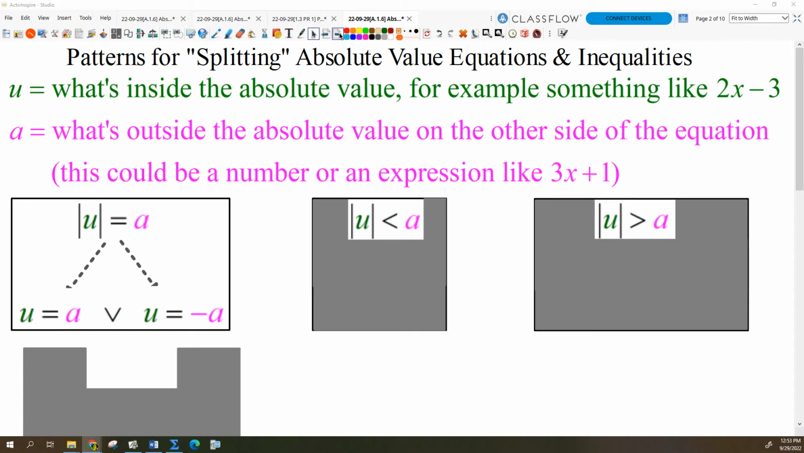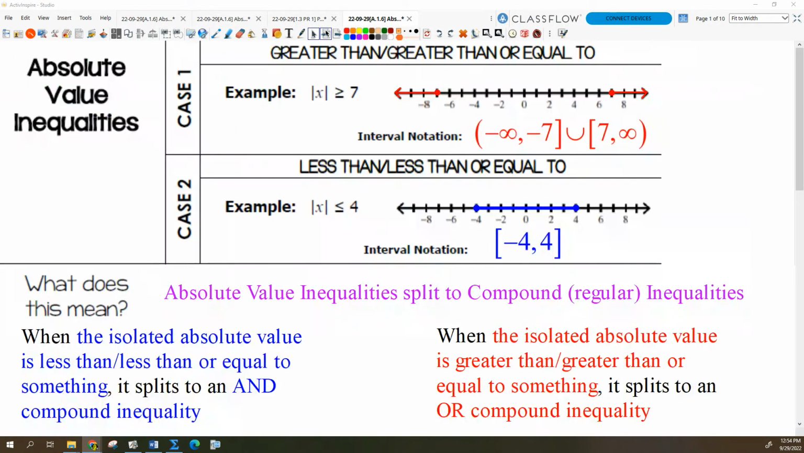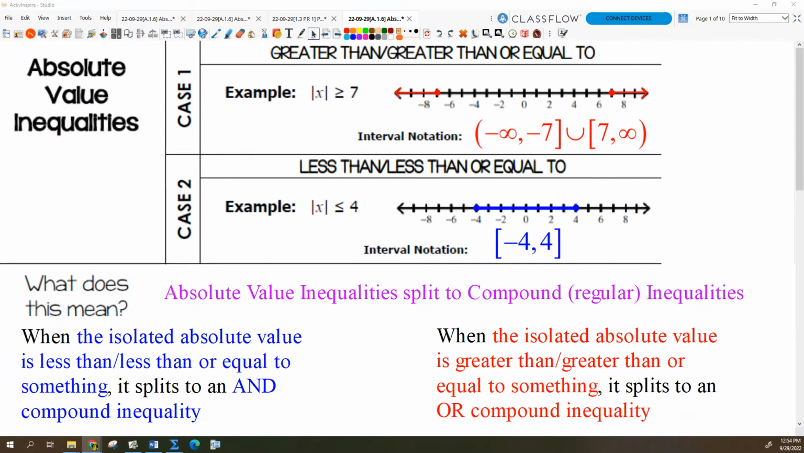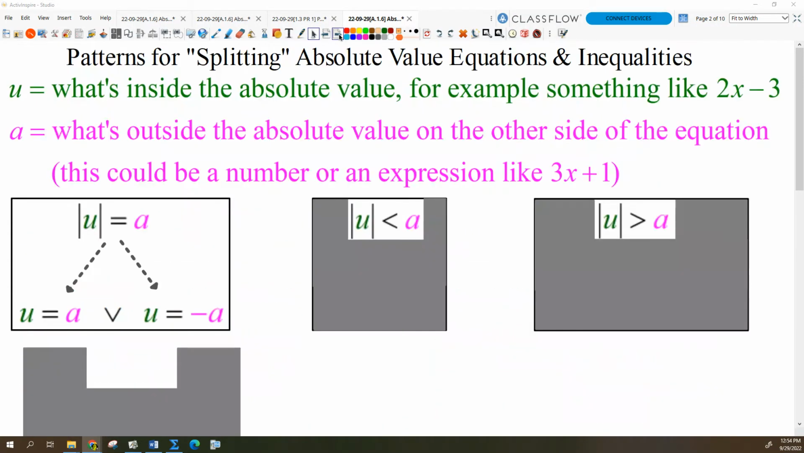Okay, here's our new patterns. So if the isolated absolute value, the absolute value of U is less than A, is this going to convert into an and or an or? How do you know? I'll tell you what, there is a way to know. There's a slick way to remember this. Well, I don't see it there, but here's how we could do it. I'll just talk you through it.